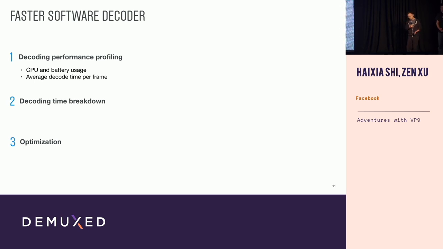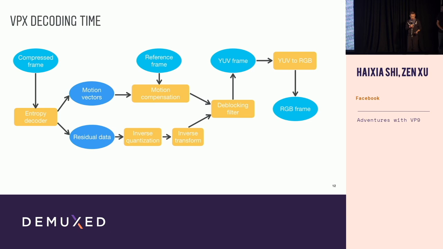In order to improve the VP9 playback coverage, we also worked on improving the software decoder performance. We ran performance profiling on the devices, and we broke down the decoder time per frame across the decoder pipeline. As you can see, this is the VPX decoding pipeline. The YUV to RGB conversion is about 50%. Then motion compensation is about 25%. The deblocking filter is about 15%. And the entropy decoder is about 5%.